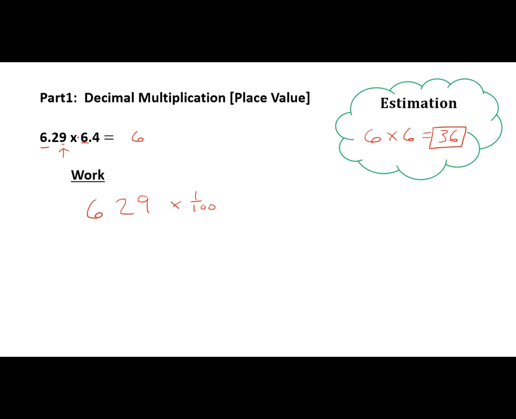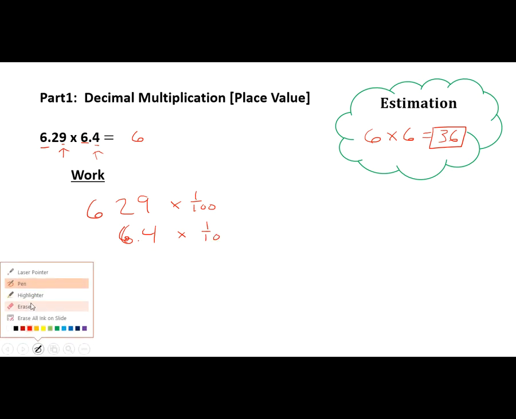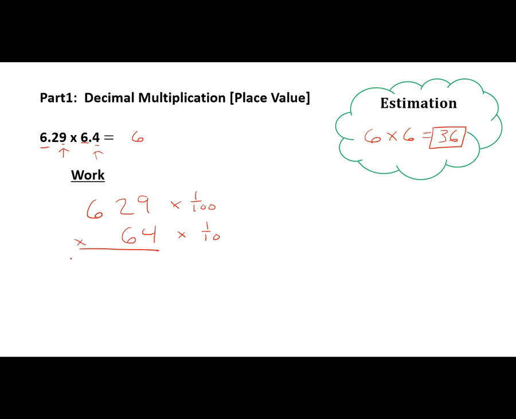I'm going to do the same process here with 6 and 4/10. I see that the lowest place value here is in the tenths place. I'm going to convert my 6 wholes into tenths. Now that gives us a total of 64 tenths. Now we can go ahead and multiply.